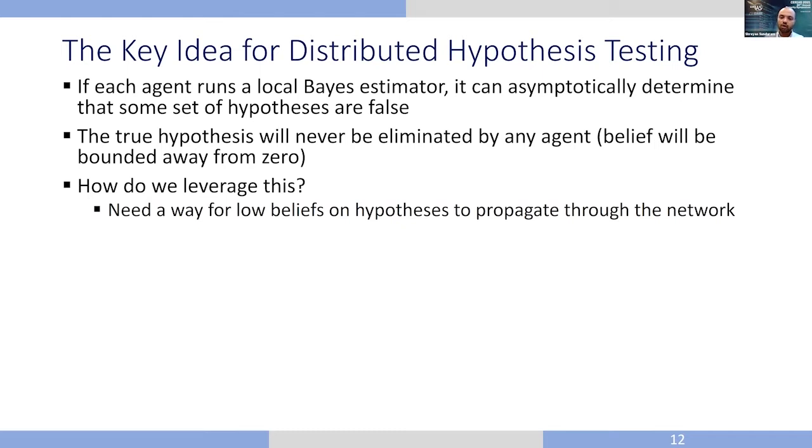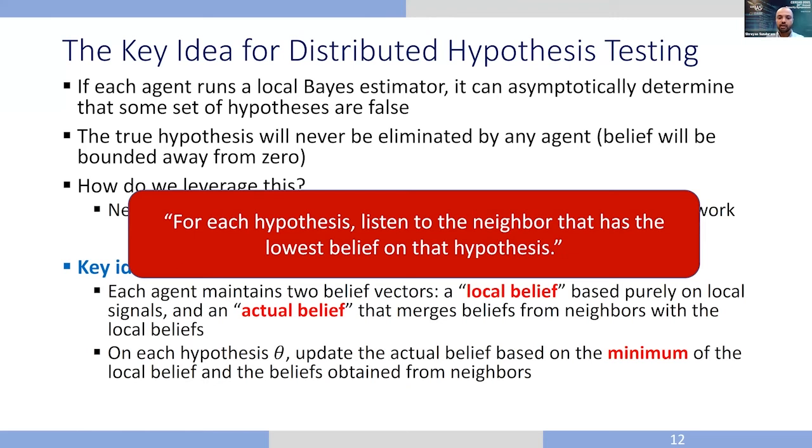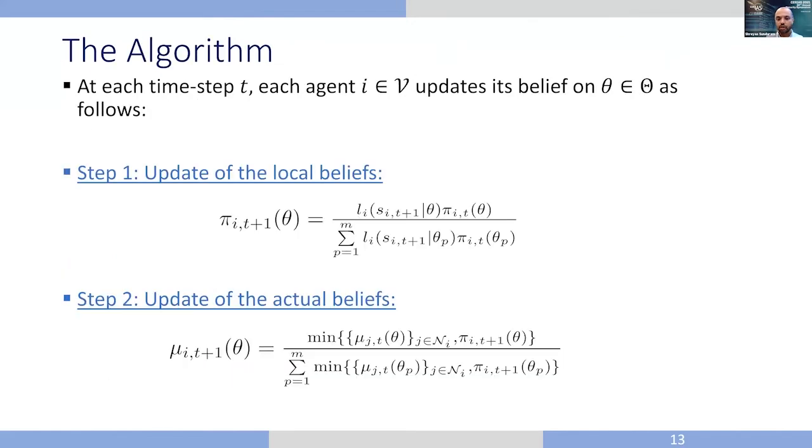Right? And so what that means is I want low beliefs on a true state to propagate very quickly through the network. What's a way for low beliefs to propagate? Well, you can just use a min rule rather than averaging. So the idea is very simple. Every agent maintains a local belief vector, which is based on Bayesian updating, right? It just looks at its local signals and it's figuring out what's true and what's not. And a global belief or network belief vector, which incorporates information from its neighbors. And it does so by taking the minimum belief for each state from its neighbors. And again, the key idea is that somebody who's eliminated a state will have a low belief on it. If I take the minimum belief, that'll allow me to put a low belief on it and eliminate that state. And that's going to boost everybody's beliefs on the true state up. Okay, so hopefully that's kind of intuitive. Sort of the take home is for each hypothesis, listen to your neighbor that has the lowest belief on that hypothesis.